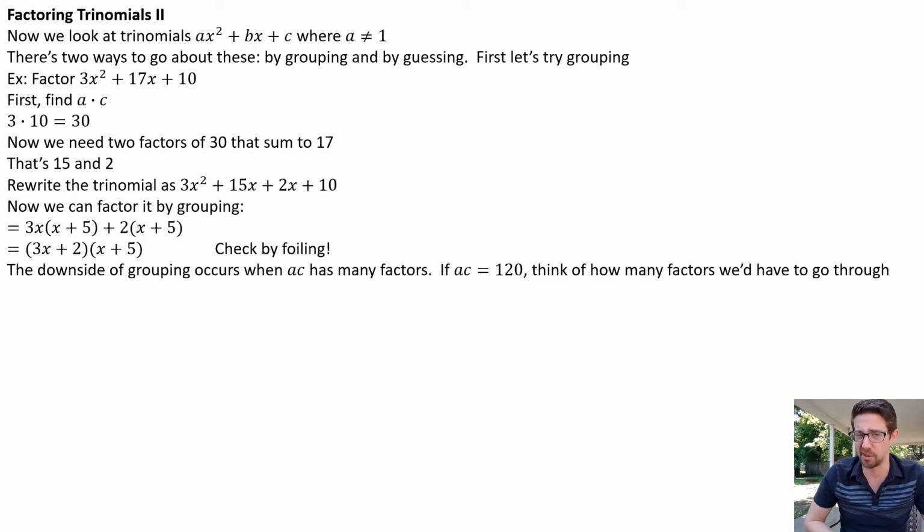This gets a little more unrealistic when ac has a lot of factors, and we will see one like that. So if it's a number like 120 or something that has like a million different ways to factor it, it could be kind of a pain to go through, or it might just jump out at you. I don't know.